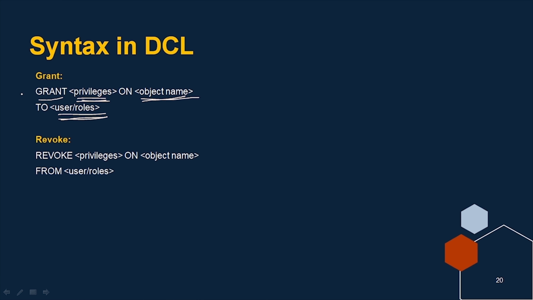That means withdrawing the permission that was authorized to carry out specific tasks. So the REVOKE syntax is: REVOKE the same privileges ON object_name FROM user or roles. So here we use REVOKE for removing the permission from the database. Now we will move to our SQL Server and check out these commands in our database.